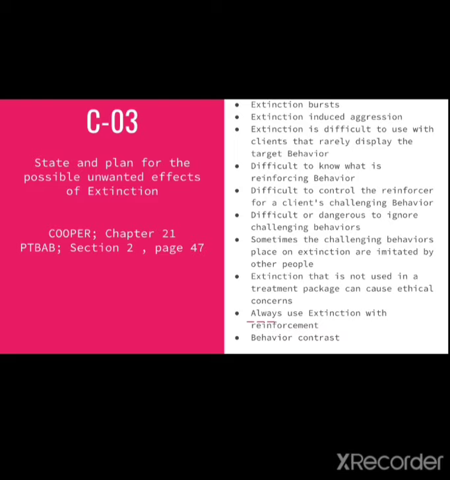Extinction that is not used in a treatment package can cause ethical concerns. Read your ethics book. It's extremely important. Always use extinction with reinforcement. Again, reinforcement should always be used. Extinction and punishment should never be used by itself. And lastly, behavior contrast is going to potentially occur as well.